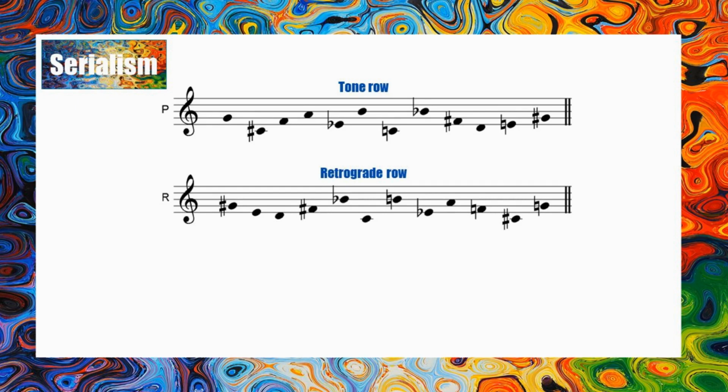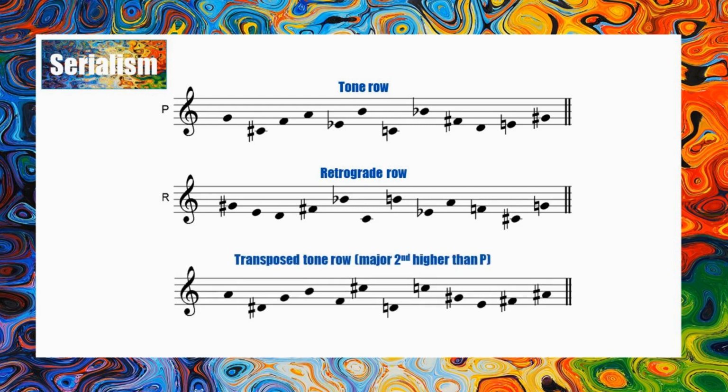The letter P stands for prime, which means the first or original row. Sometimes the letter O for original is used. A tone row can also be transposed to another key to create a new set of pitches which have the same interval relationship.